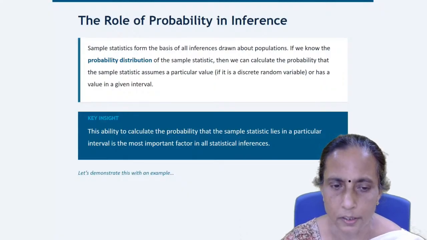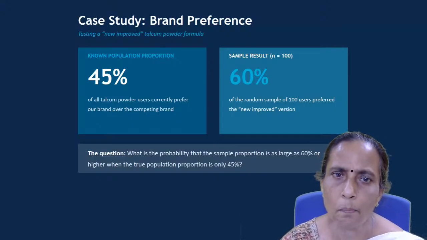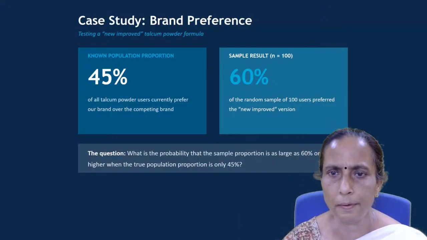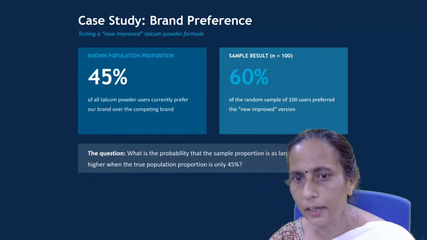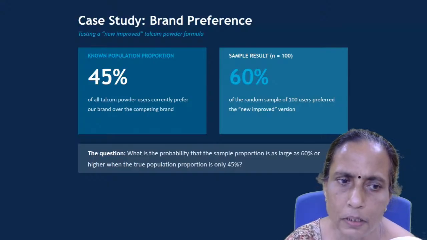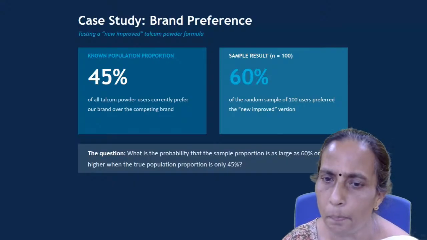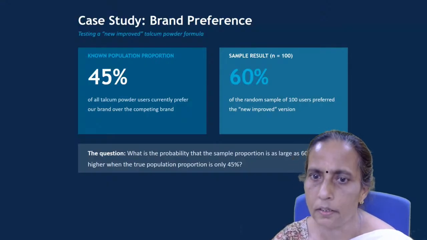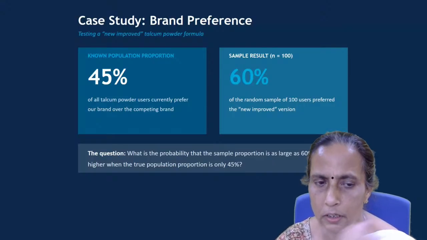So let us demonstrate this with an example. Suppose we are testing a new improved talcum powder formula. The known population proportion is 45%. The sample result, when we take a sample of size 100, is 60%. That means 45% of all talcum powder users currently prefer the brand over the competing brand, whereas the sample result says that of the random sample of 100 users, 60% preferred the new improved version.